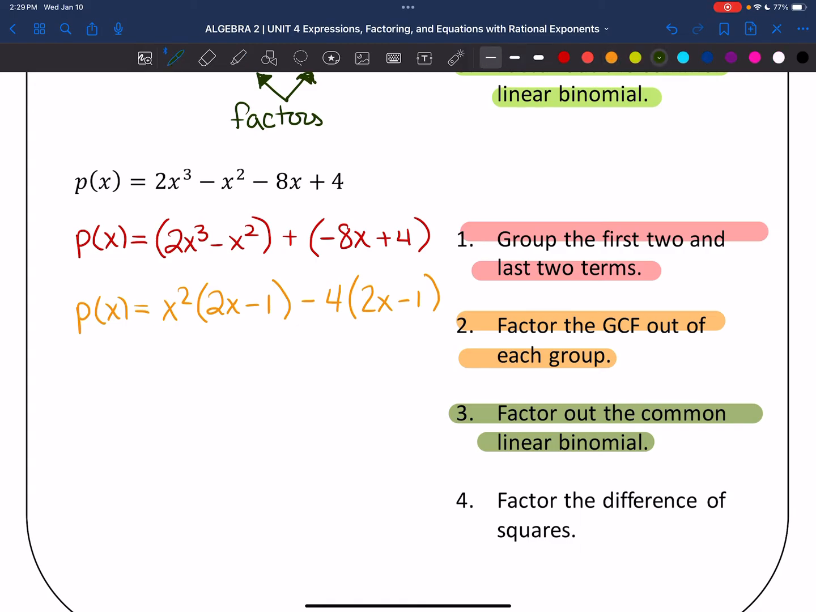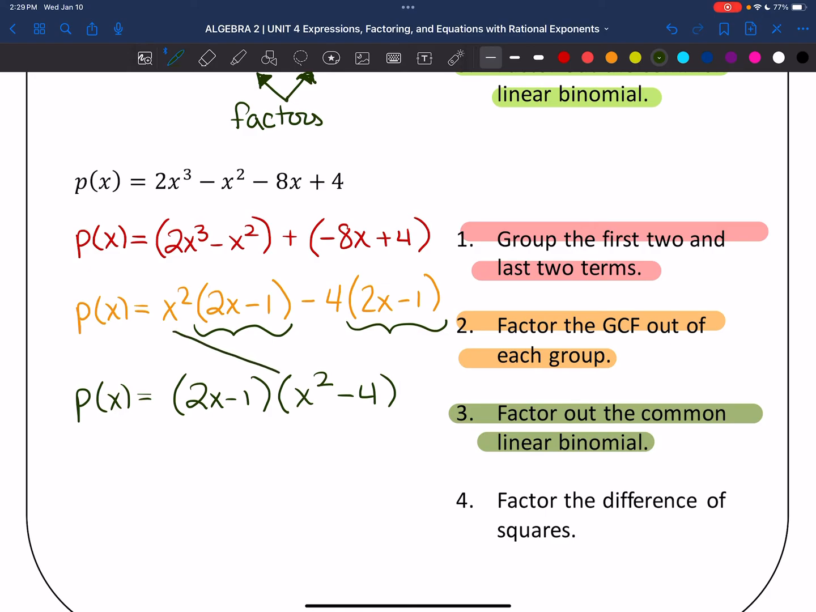We want to factor out that common linear binomial. And I do see that I have a common linear binomial that I can factor out. And what remains is x squared minus 4. Those are the GCFs, right? Do you see that? Those are the GCFs from the 2 groupings.